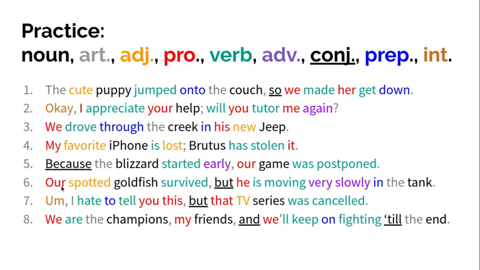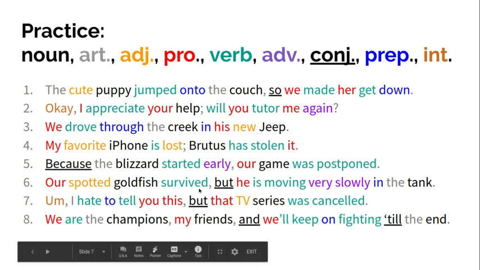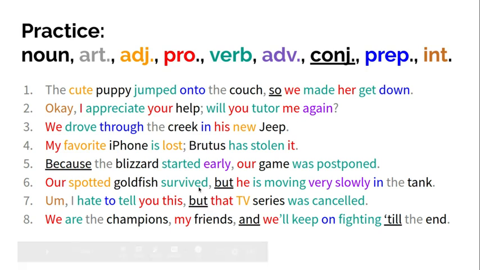Our is a pronoun. Spotted is an adjective describing the goldfish, noun. Survived is a verb. Here's a really helpful hint for you. If a word ends in ed, it's a verb, and that's because it's in the past tense, and only verbs have tenses. So if it ends in ed, more than likely it's going to be a verb. All right. But is a conjunction. It's one of the fanboys.